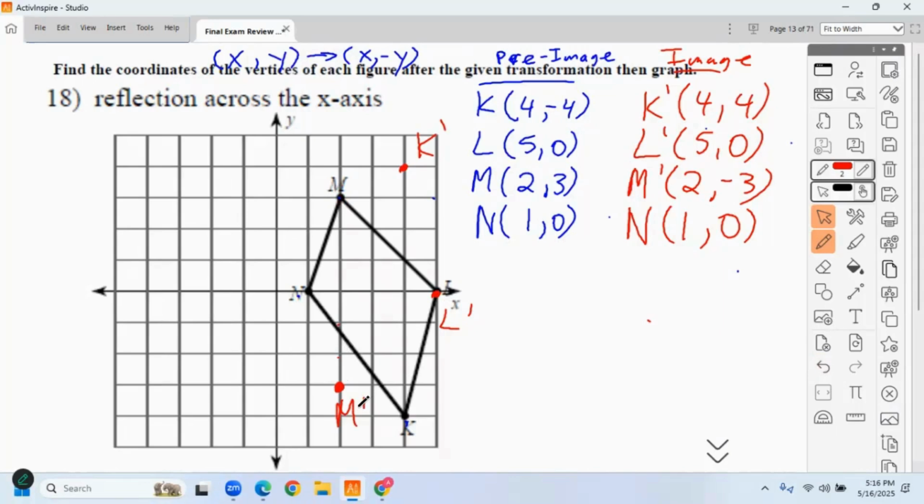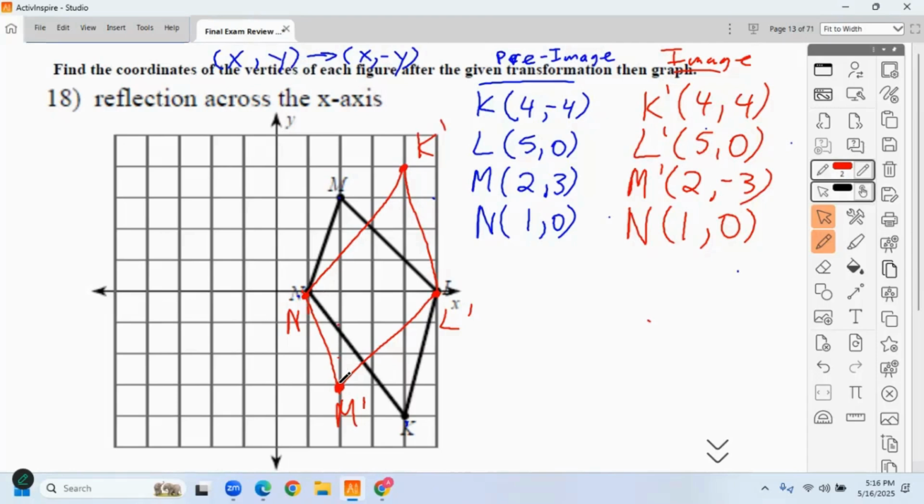And then we got N, which is going to be at 1, 0, which is basically right here at N prime. Now we're cooking. Put that together. Put that right there, and right there. All right, so those are pretty good. Notice that reflection is over the x-axis, so everything just kind of stays bunched up. Okay, that is pretty much done as far as this one.